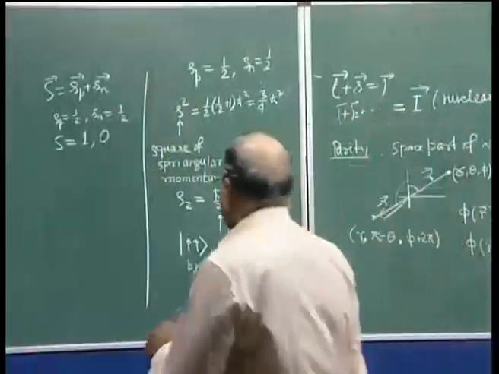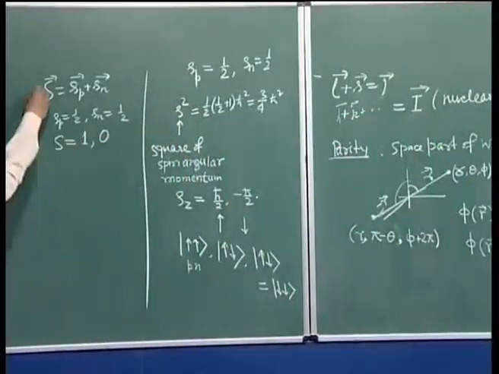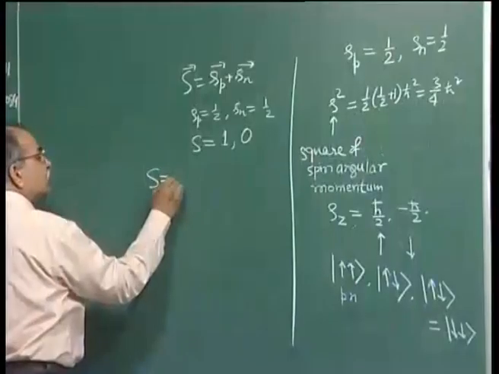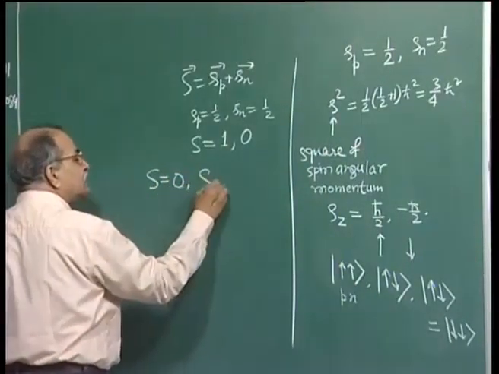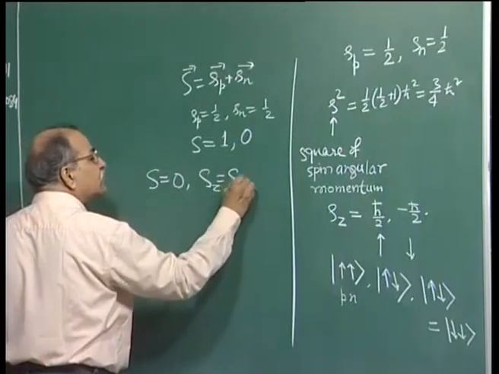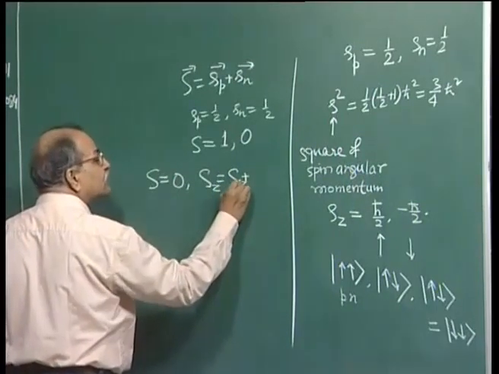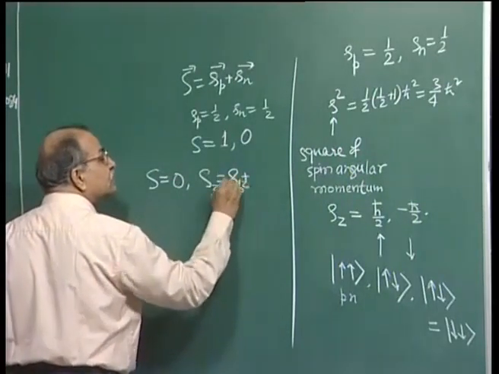If capital S is 0, capital SZ is equal to S1Z plus S2Z, or SPZ plus SNZ.